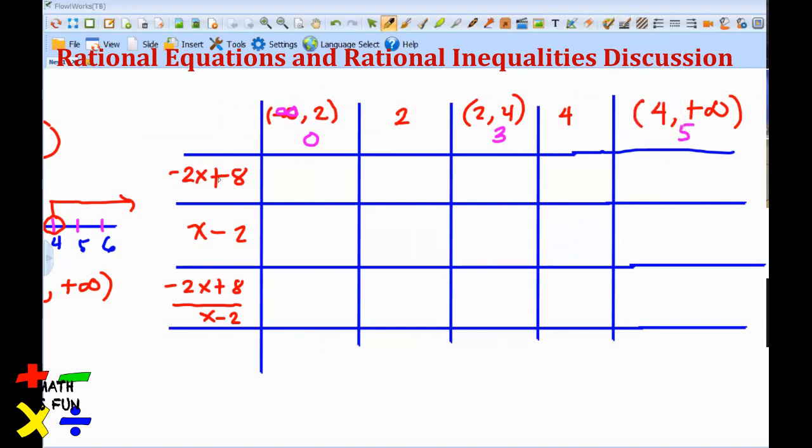Here, if it is 0, the value is 8, right? Negative 2 times 0 plus 8 is 8. When it is 2, negative 2 times x is what? Negative 2 times 2 is negative 4 plus 8 is 4. Here, if it is 3, 3 times negative 2 is negative 6 plus 8 is 2. 4 times negative 2 will give you negative 8 plus 8 is 0. And then 5 times negative 2 is negative 10 plus 8 is negative 2.